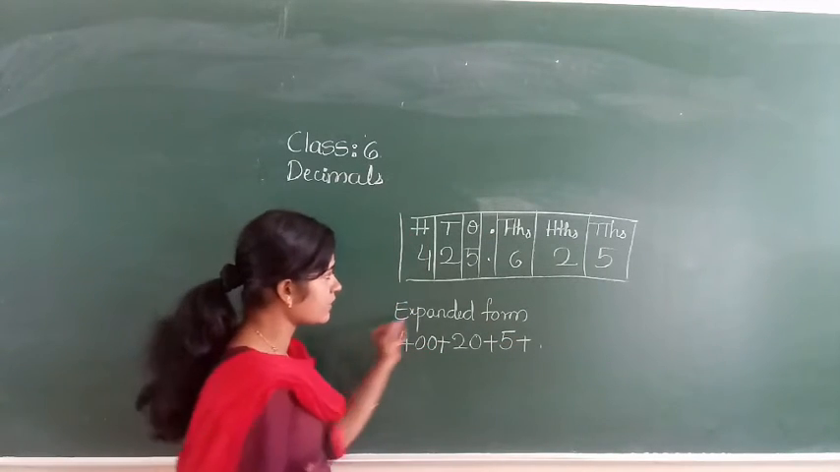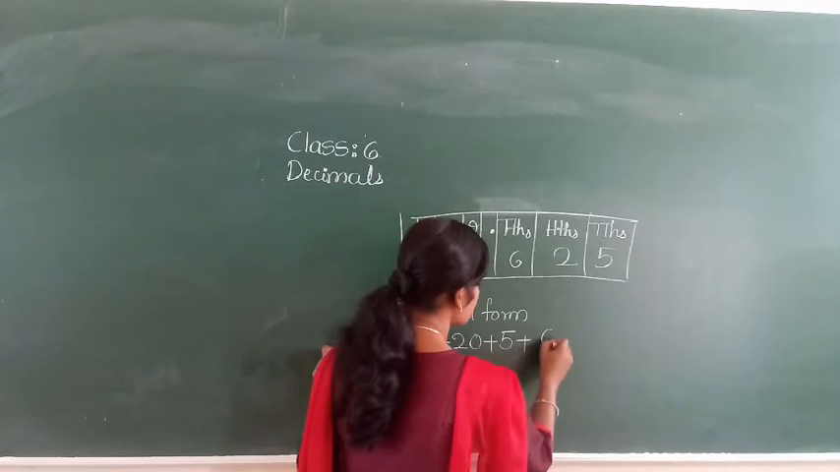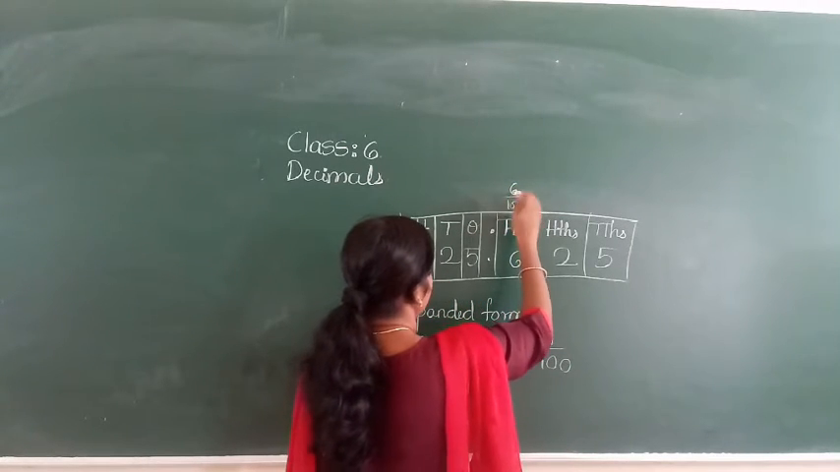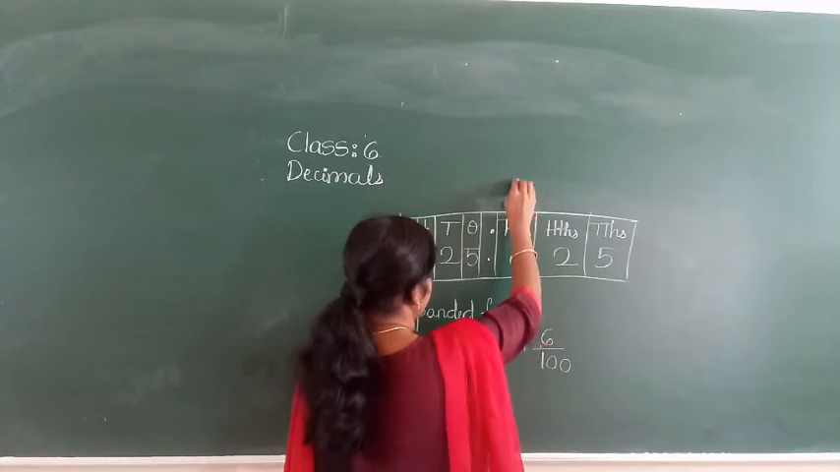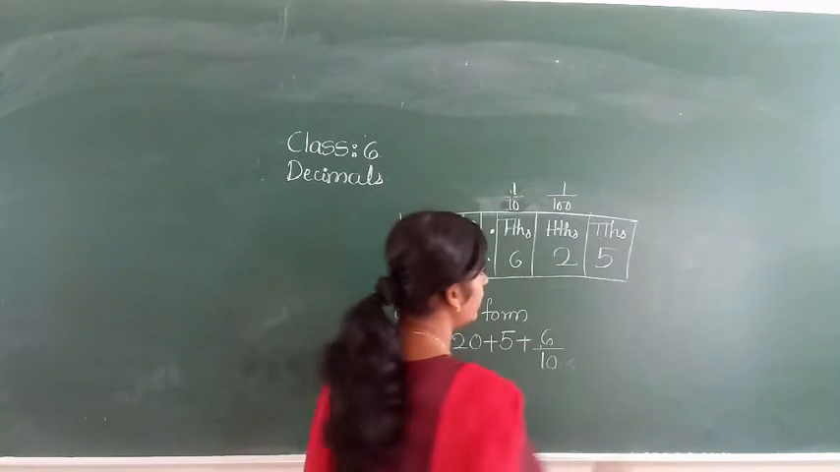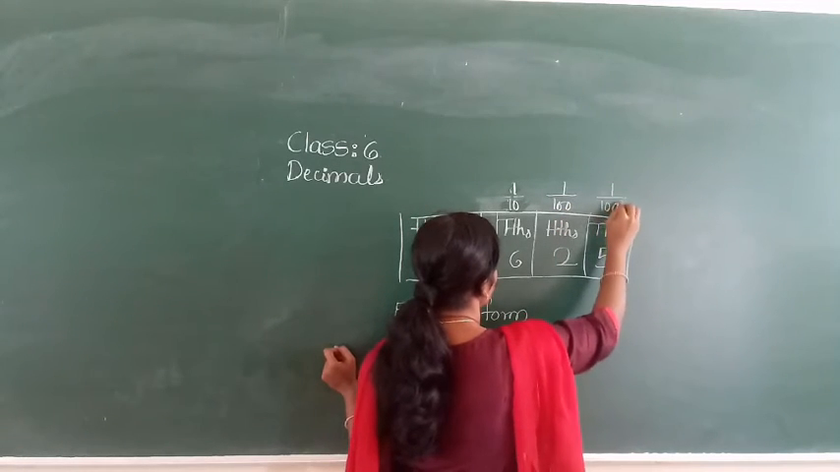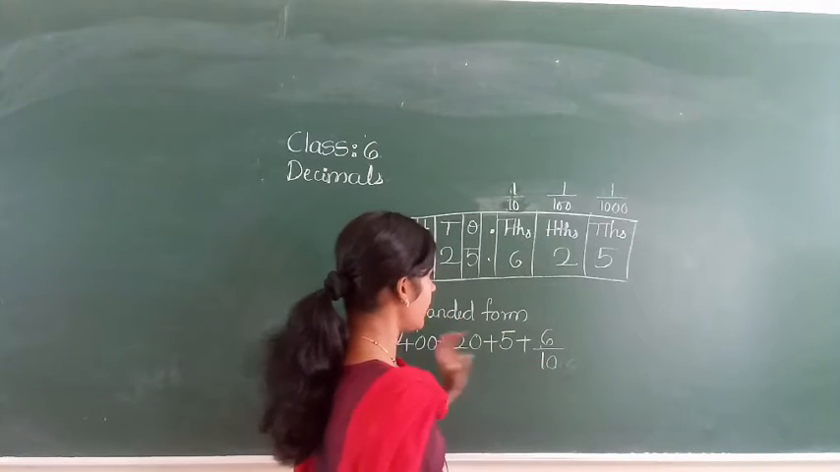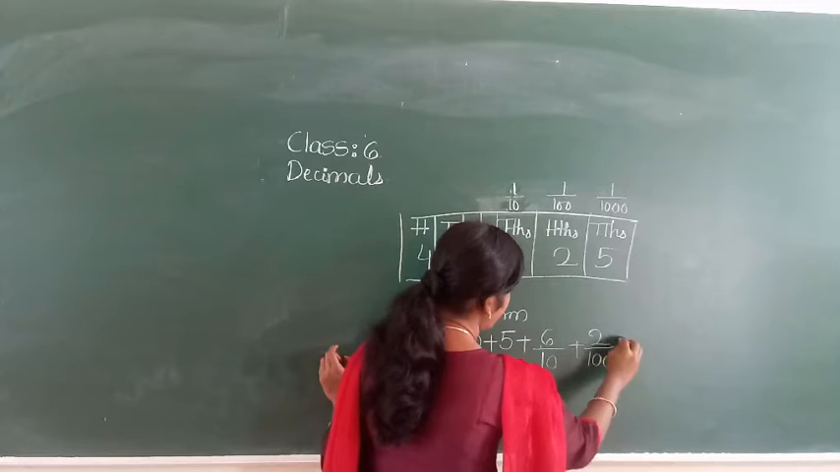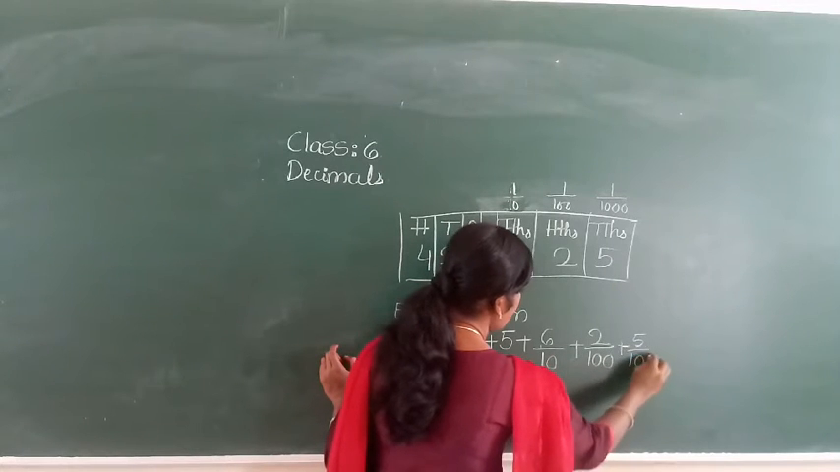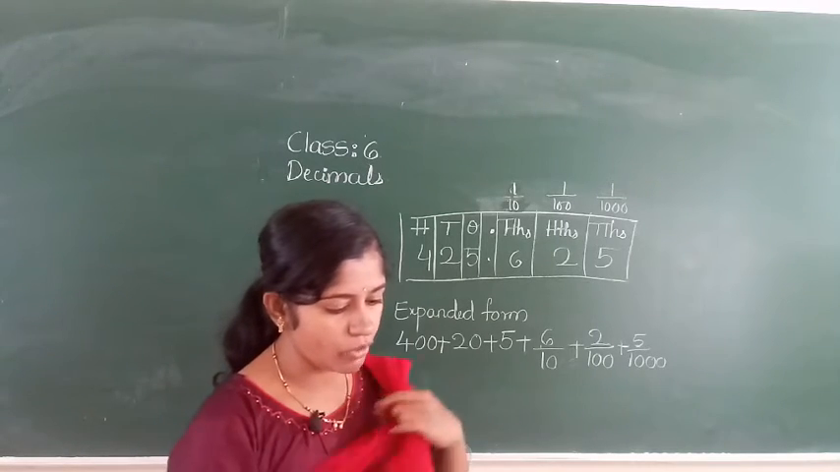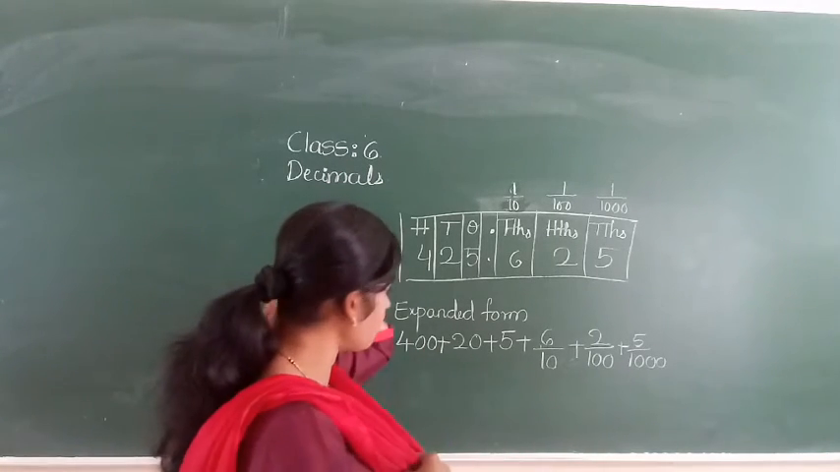Okay, then give a plus, and 6 tenths means 6 by 10. Here you already know this: tenths is 1 by 10, hundredths means 1 by 100, and thousandths means 1 by 1000. Okay, 6 by 10. Next plus 2 by 100. Next 5 by 1000. So this type you have to write in expanded form. I hope you have practiced this kind of examples.